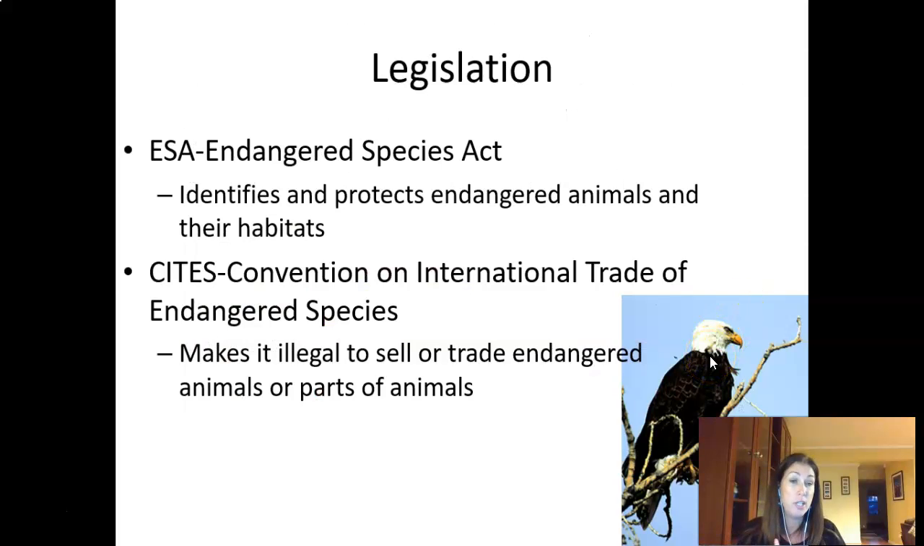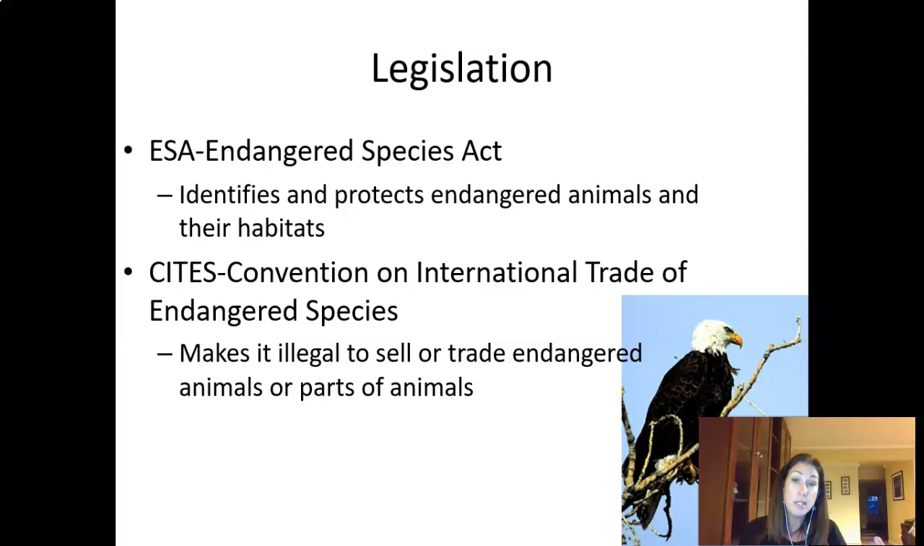Now, we do have legislation to help us with this that has shown a lot of improvement. The Endangered Species Act, what this does is it identifies and protects endangered animals and their habitats. And that's the key thing, because that is the biggest reason why our diversity is decreasing, is because of that loss of habitat. So if an animal or plant is on the Endangered Species Act, not only are they protected, but so is their habitat.